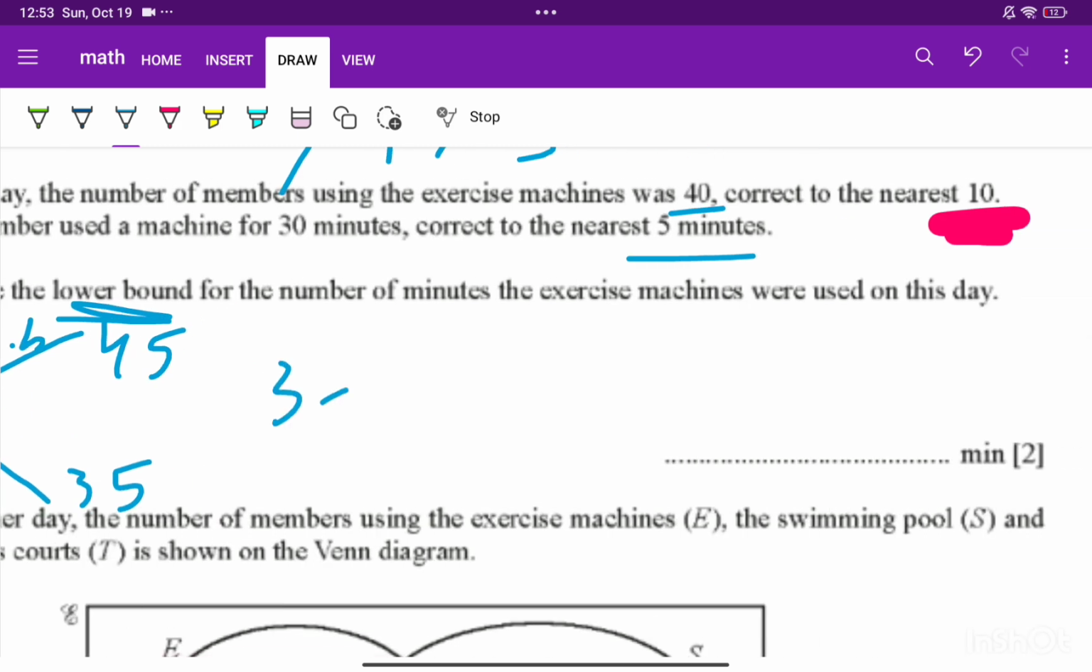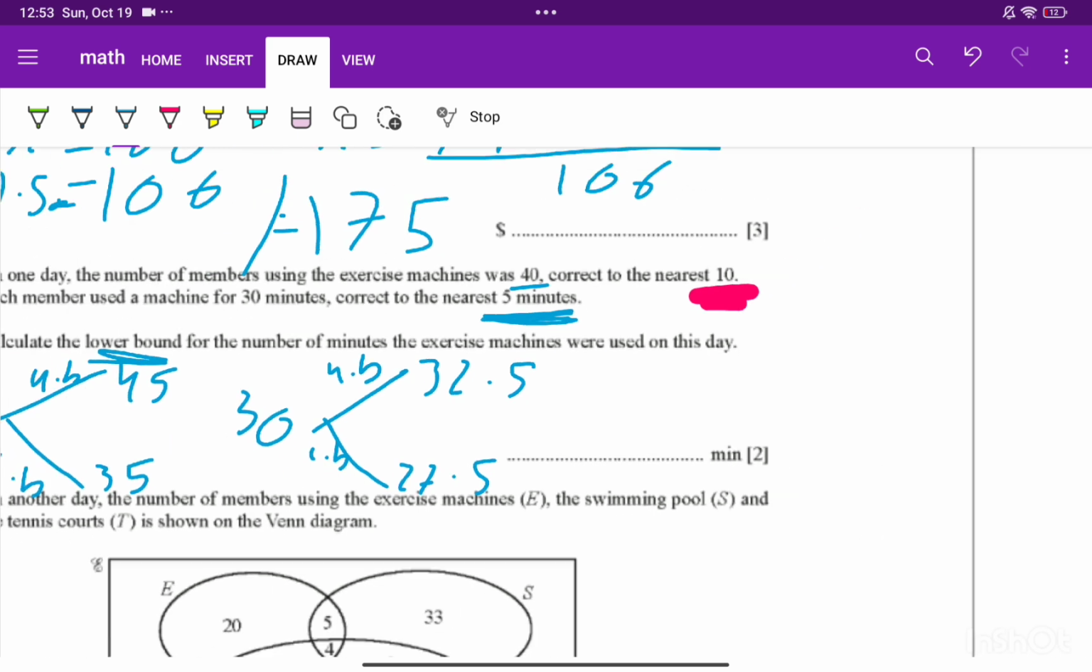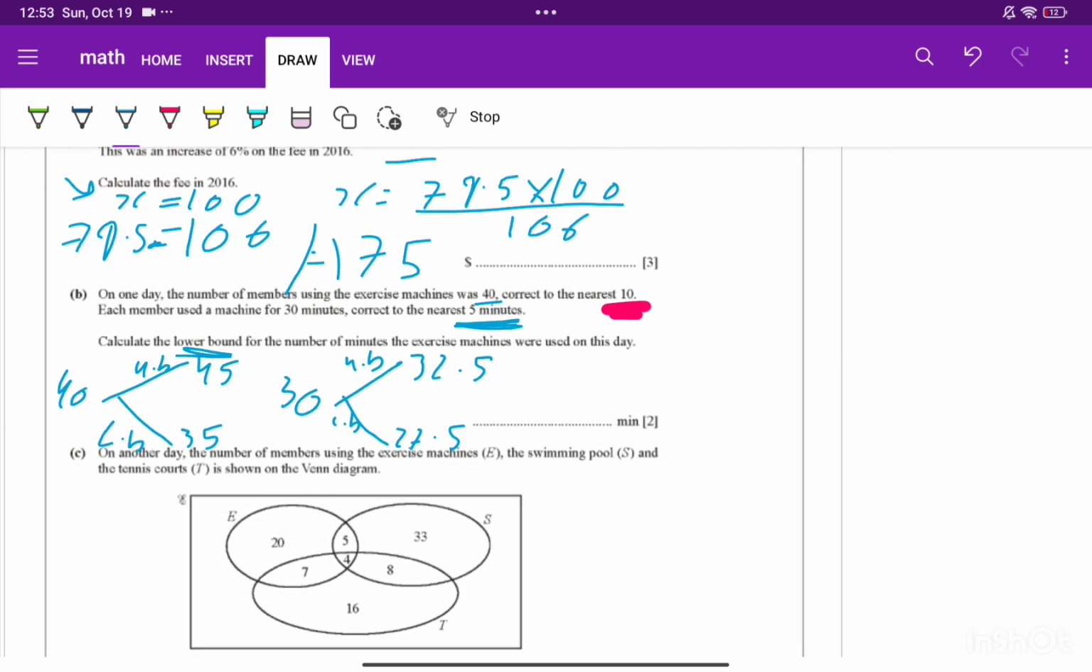So same for 30. So 30 is correct to 5 minutes. So 5 divided by 2 is 2.5. So for upper bound we will plus 2.5, so it will be 32.5, and for lower bound it will be 27.5. Okay, we need to find lower bound. So the lower bound for the minutes is 27.5, and for the exercise machine is 35.